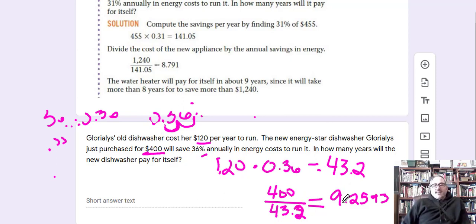All right, so how do we interpret the number? What we just got was the number equivalent, the same idea of what we got over here. And so it's going to take her about 9 years, 3 months, because it's 0.25. 9 years, 3 months to pay for itself. That's about how much it'll be.